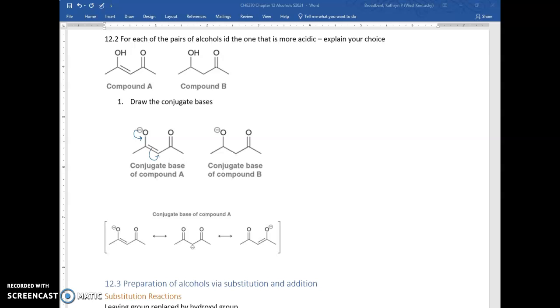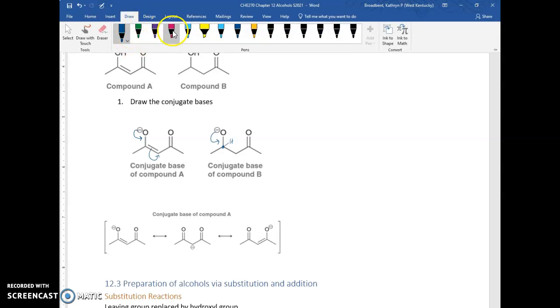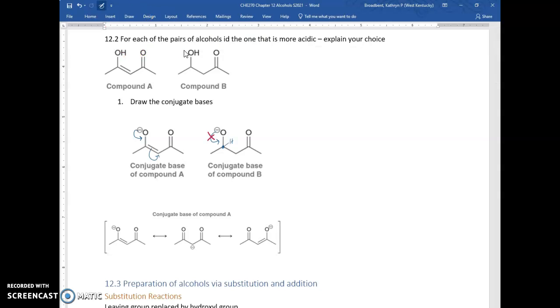If we look at B, we cannot do the same because we have a hydrogen here, and that would give us 5 bonds on this carbon. So this will not happen, and there's no resonance stabilization. So we would expect that this hydrogen is going to be more acidic. It's going to be easier to pull it off because the conjugate base is more stable.